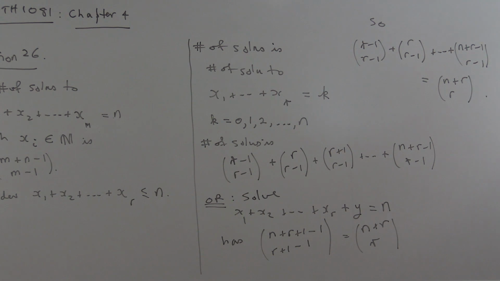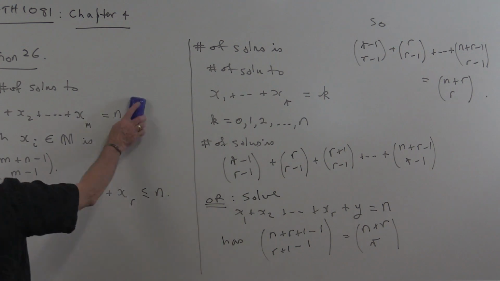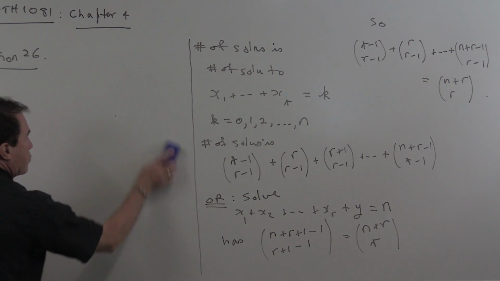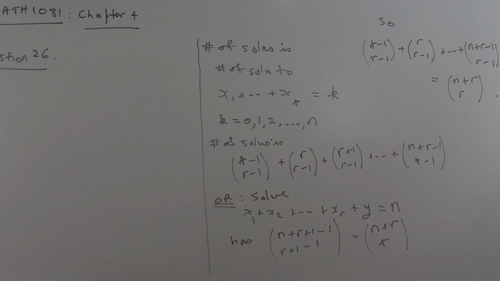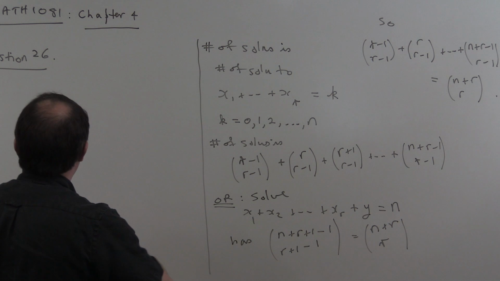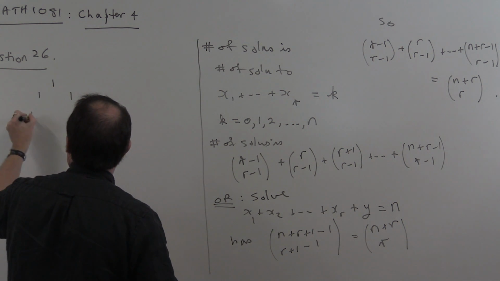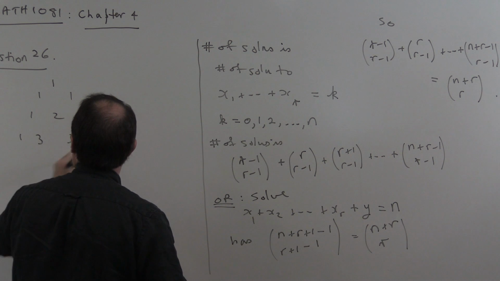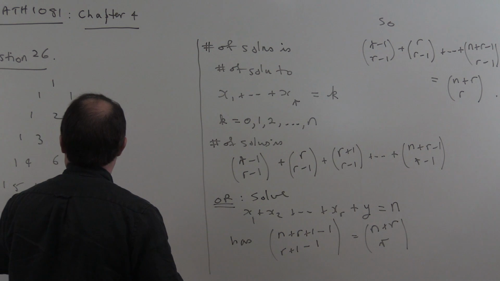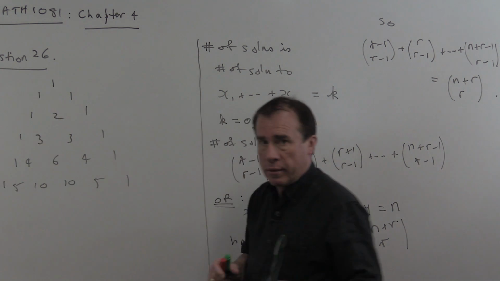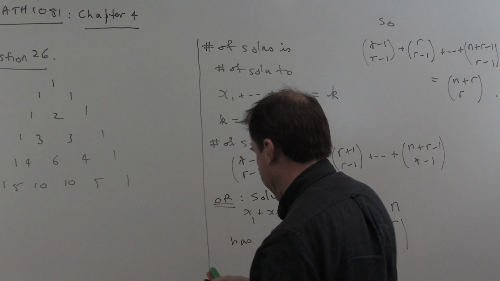I want to now interpret this in terms of Pascal's triangle. So let me draw up a little Pascal's triangle and interpret this and show you what this means when I specialise this down to some rows and columns in Pascal's triangle. So Pascal's triangle looks like 1, 1, 1, 1, 2, 1, 1, 3, 3, 1, 1, 4, 6, 4, 1, 1, 5, 10, 10, 5, 1. And you can keep going, but that's enough to be able to see what the pattern is.